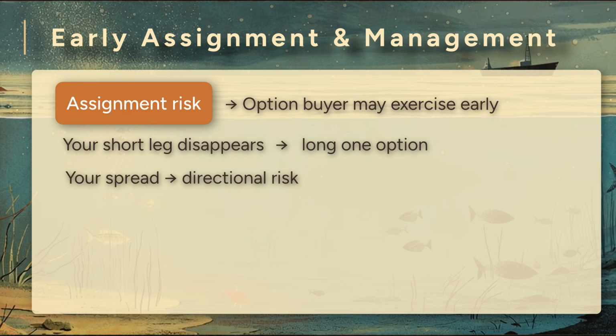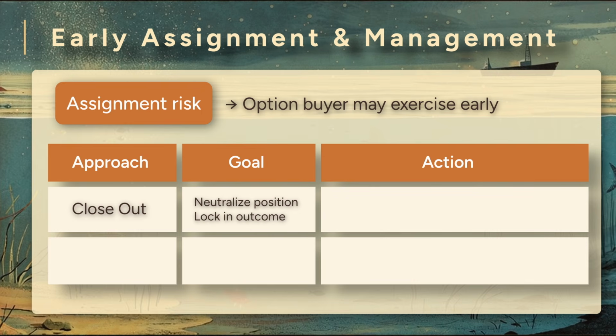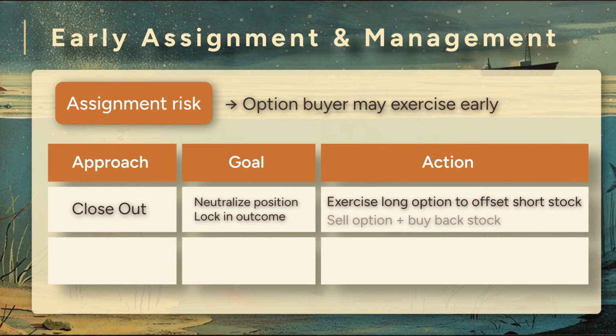So what do traders typically do in this situation? Most traders will close the position right away, either by exercising the long option to offset the short stock position created by assignment, or by selling the option and buying back the stock. After that, they might choose to open a new spread if they want to maintain the same strategy, but that's just one scenario. The other approach is to avoid assignment altogether by managing proactively.